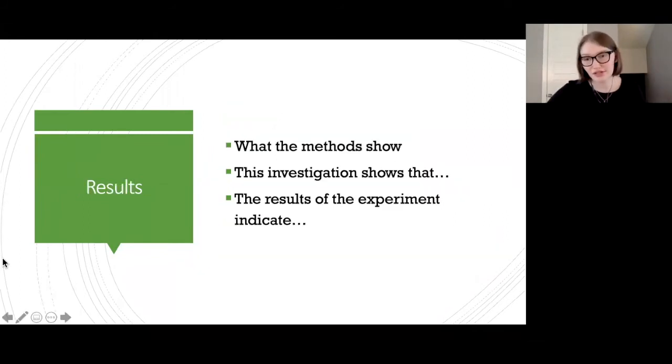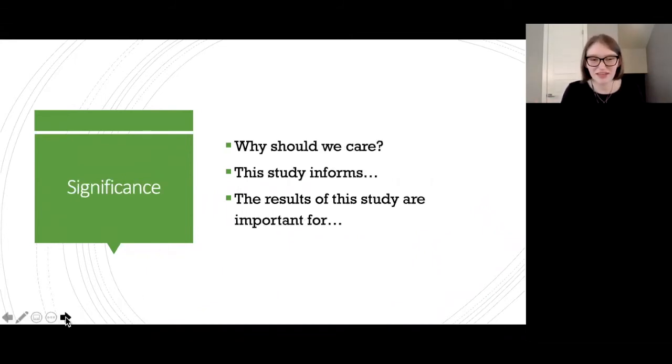So in your results section, first, you're just showing what you found after your investigation. So, "the investigation shows that," or "the results of the experiment indicate that," and this should be very directly related to the methods and tie back into the research question. And the results fit together like a puzzle piece with the significance section, which is, why should we care? So you're going like a triangle from small with the results to big with the significance.